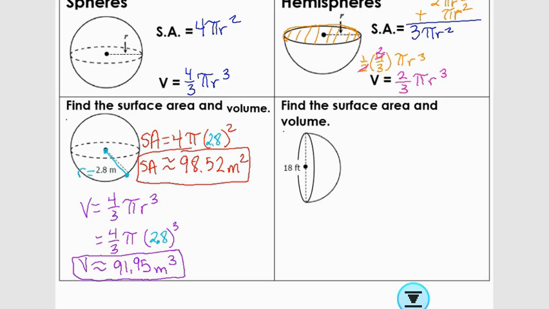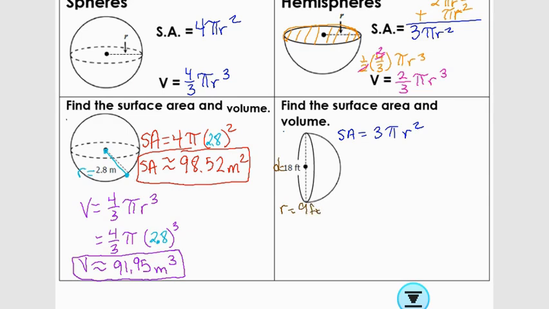Okay, so we want to try surface area and volume. So our surface area is going to be 3 pi r squared. Again, this time they gave us a diameter. So if that's the diameter, can you tell me what the radius would be? You betcha. So if the diameter is 18, then my radius is just half of that, or 9 feet is my radius.